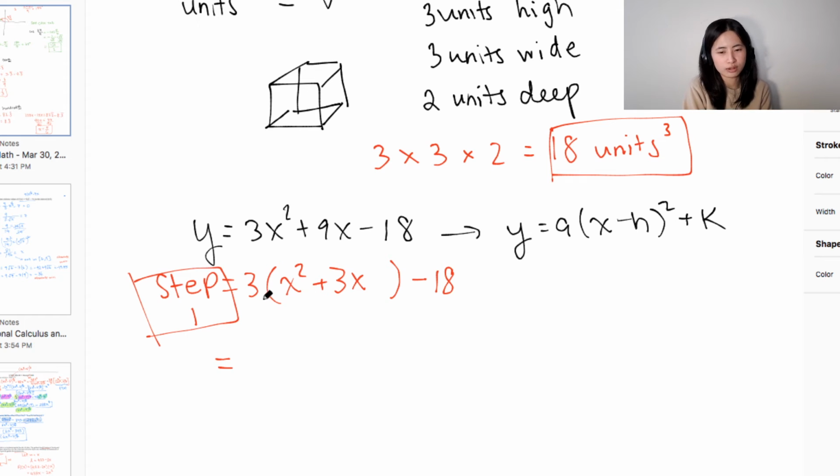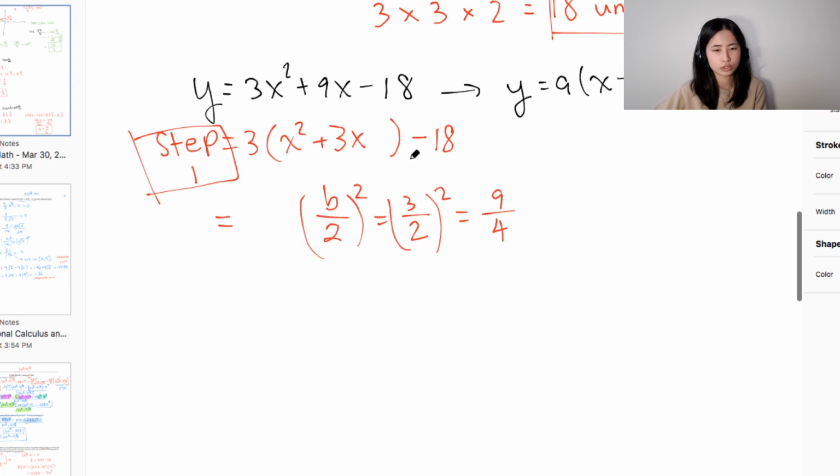Once we've factored out the 3, all you have to do is look for your b. How do I know this is b? Remember, this is in the standard form, so this is ax squared, plus bx, and this is minus c. So now you know that your b is going to be 3. You take b divided by 2, and you square that. You know that your b is 3, you divide that by 2, and then you square that. That means this term would be placed in here, because now you're completing the square. So you have 3 over 2 and you square that, so that would be 9 over 4. Now you know that, okay, let's scroll down.